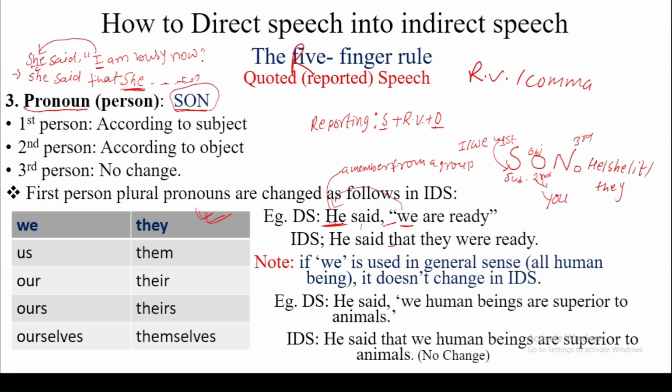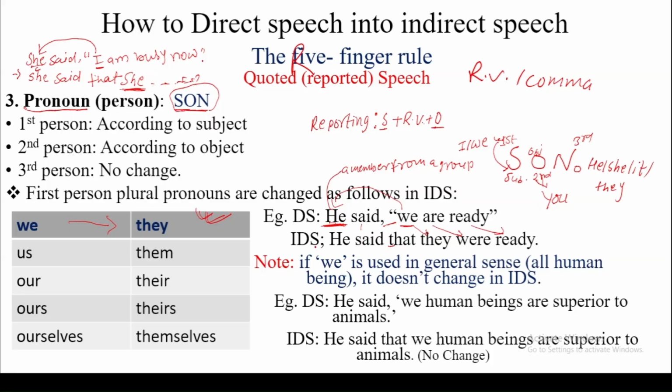So it represents a group. Instead of the group we can write we. So instead of we, what can we write? They. Now we have a tense change. Are is changed into were, and ready remains the same. So the indirect speech of the sentence will be: He said that they were ready.